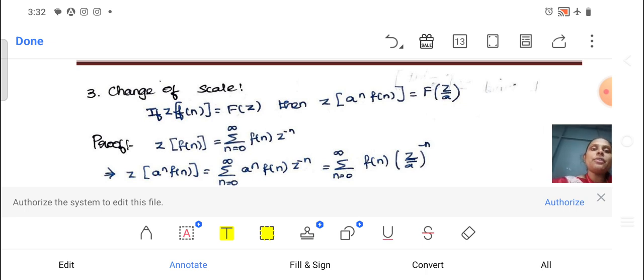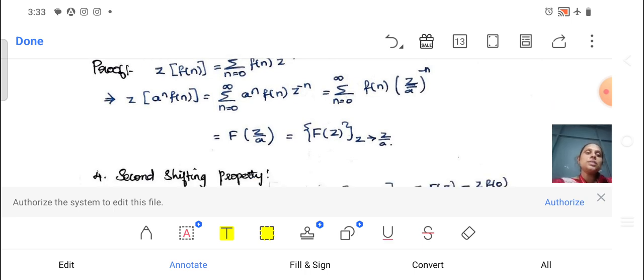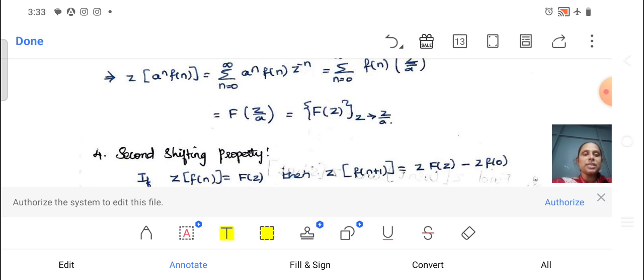So Z of f(n) equals summation n varies from 0 to infinity of f(n) z power minus n. So here we replace f(n) by a power n f(n). So a power n is a constant, take it outside. So here f(n) equals (z divided by a) whole power minus n. So here we replace n equal to 0, 1, 2, etc. So F of z by a. So this is F(z) with z tending to z by a.